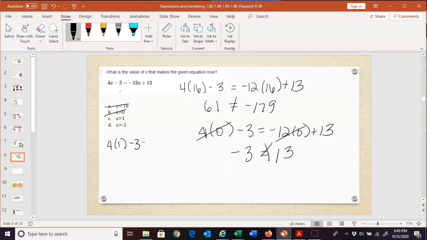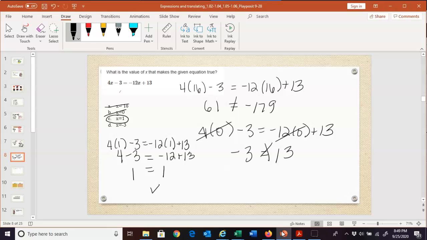Let's try 1. 4 times 1 minus 3. All right, 4 times 1 is 4. 4 minus 3 is 1. This will be -12 plus 13. And that's 1. Ta-da! 1 does equal 1. That is true. So the answer is C.